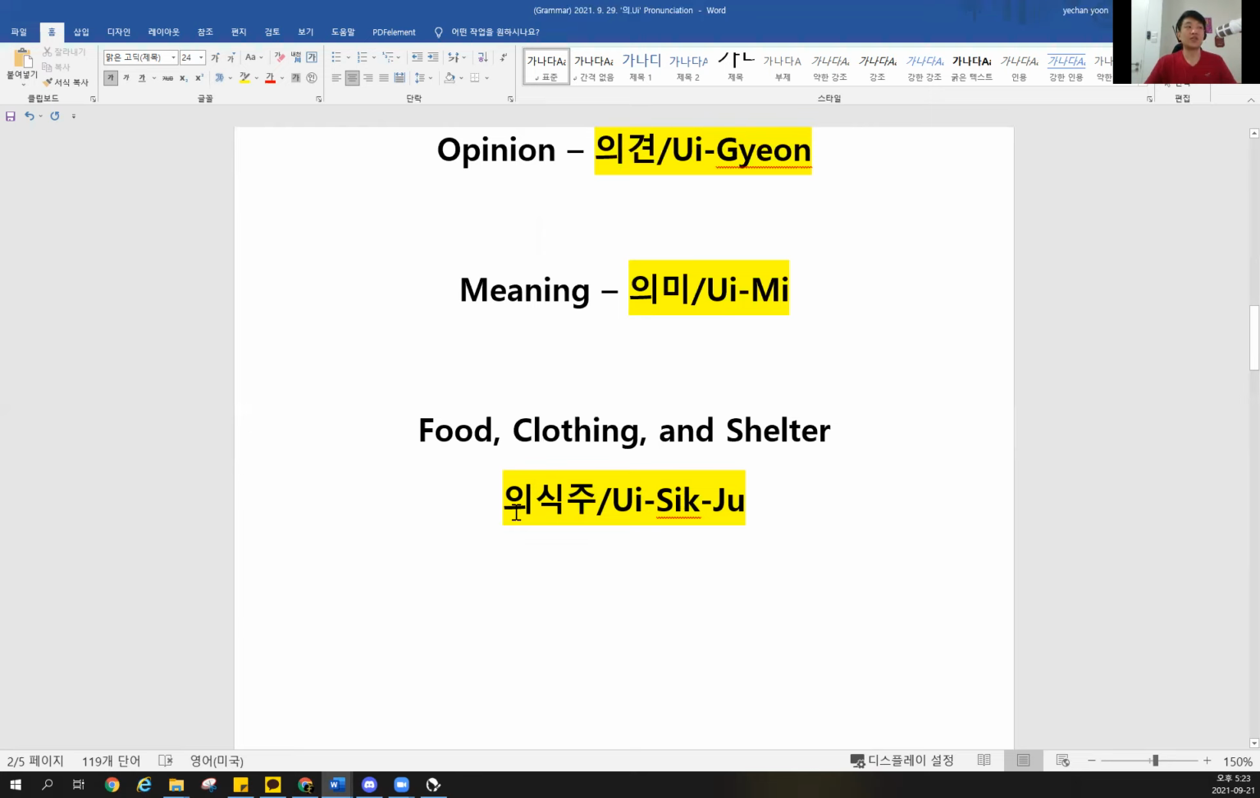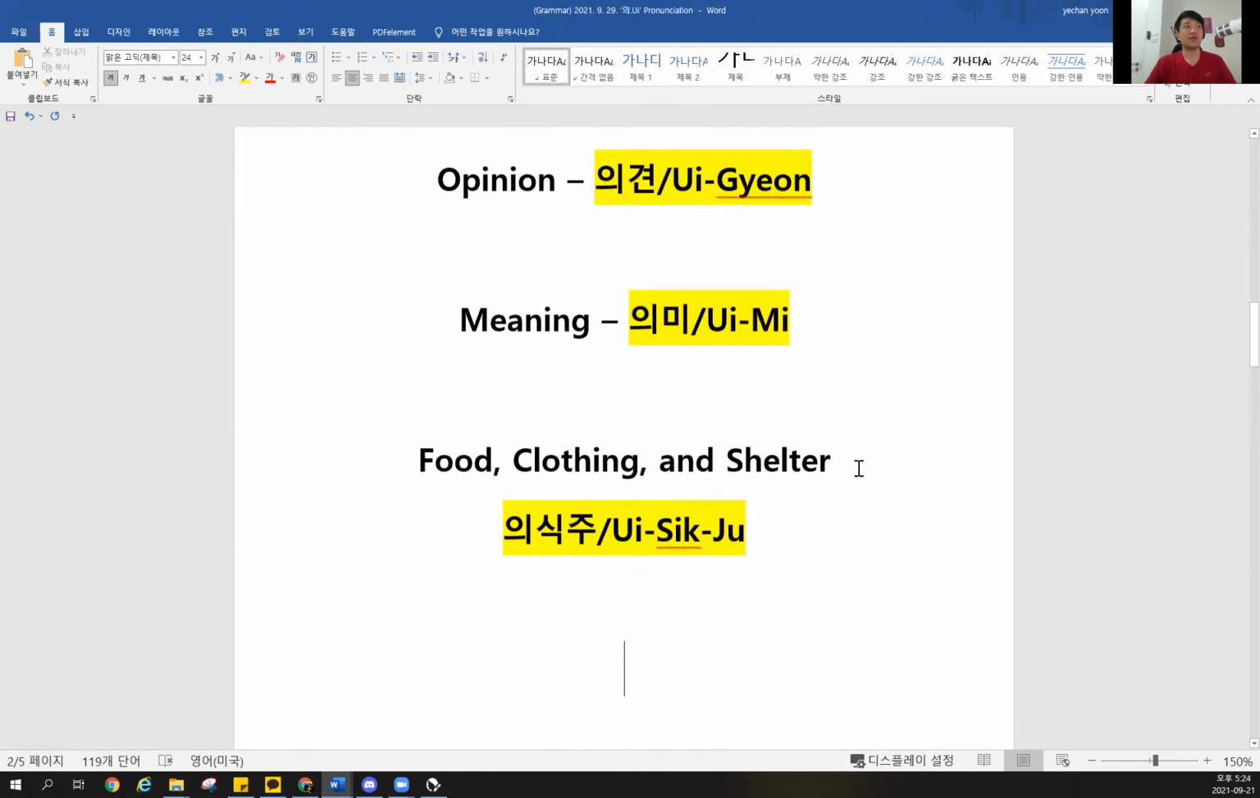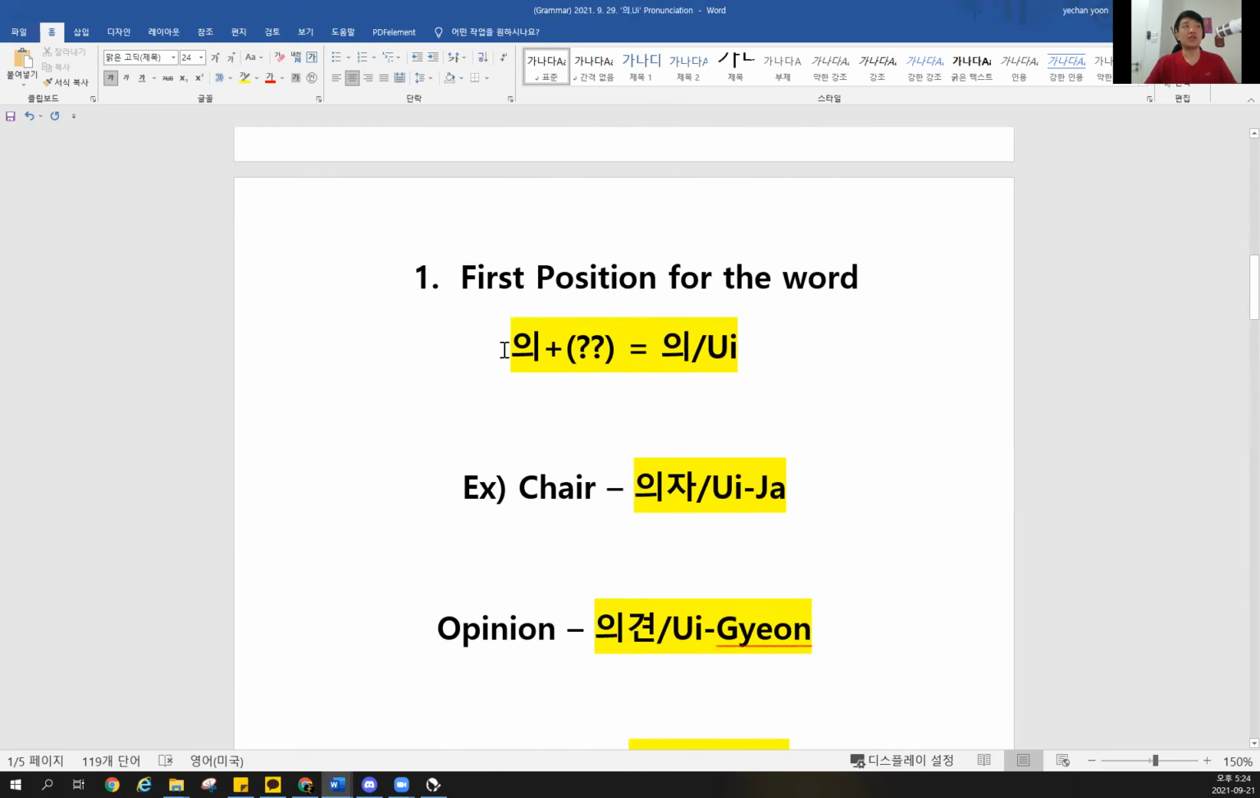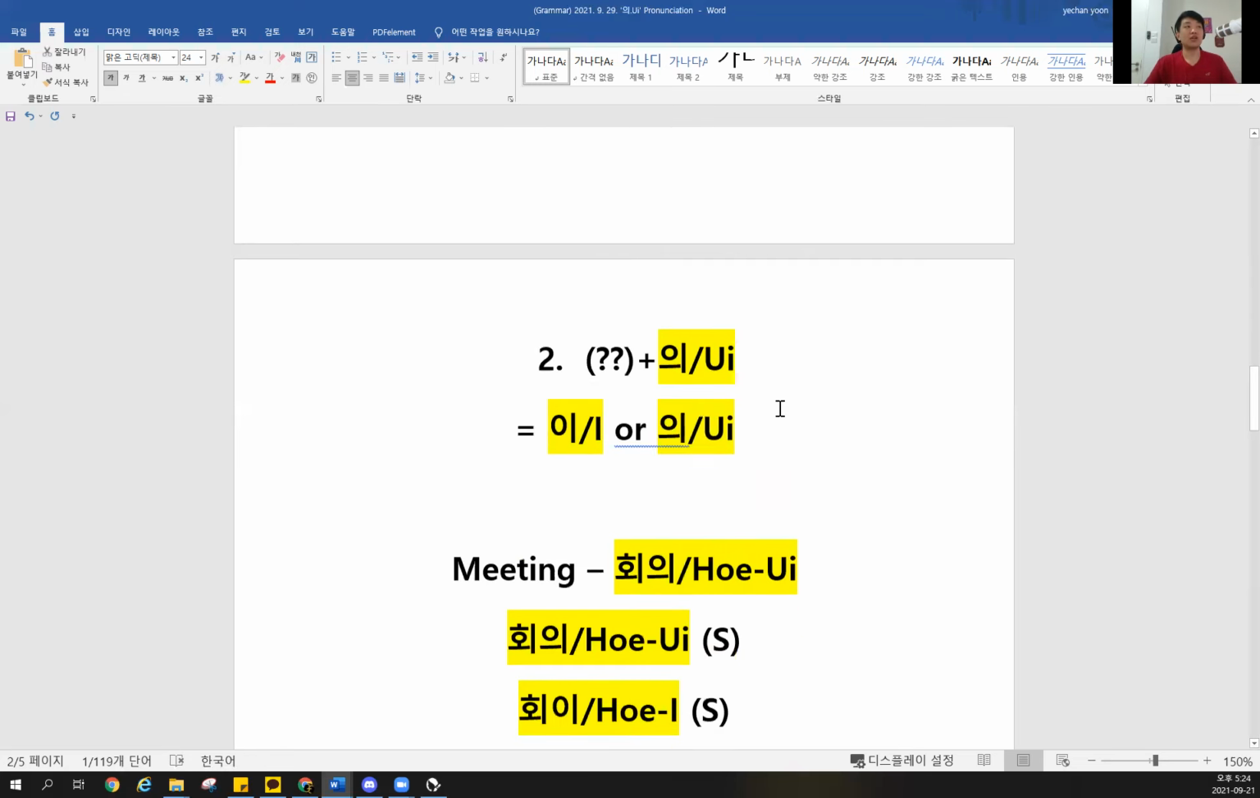So food, clothing, and shelter, then how can you say this one? 의식주, 의식주. All right. Okay, so that was the first one. If the 의 is in the first position in the word, it's going to be pronounced as 의.